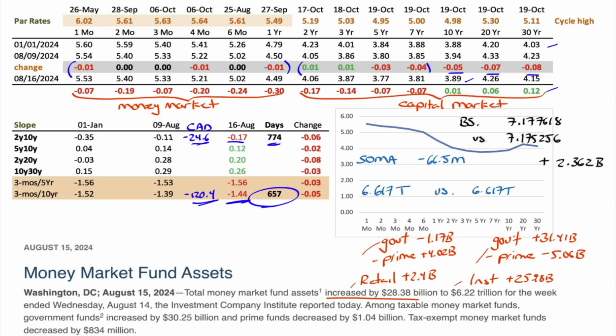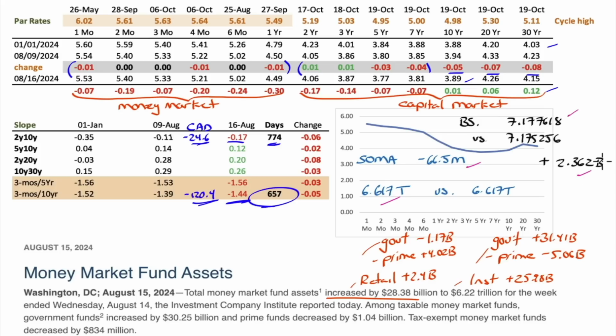Not a lot going on with the balance sheet. Things have gotten really boring over there. The SOMA's down 66.5 million. Not even a billion. 66.5 million. Hardly anything. So we're basically unchanged. 6.617 trillion in securities. The full balance sheet, 7.177 billion. That's an increase of 2.36 billion week over week.